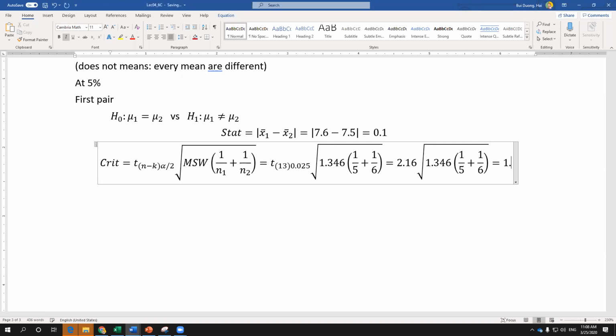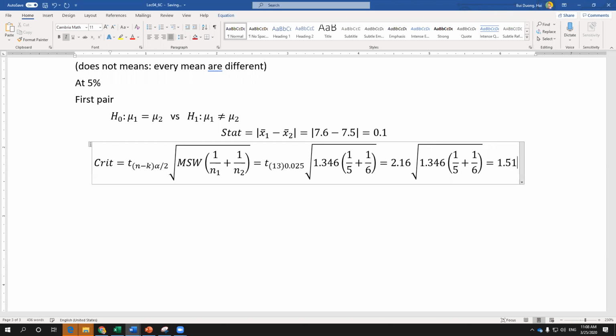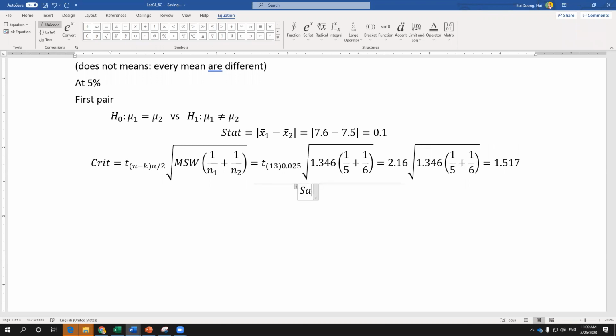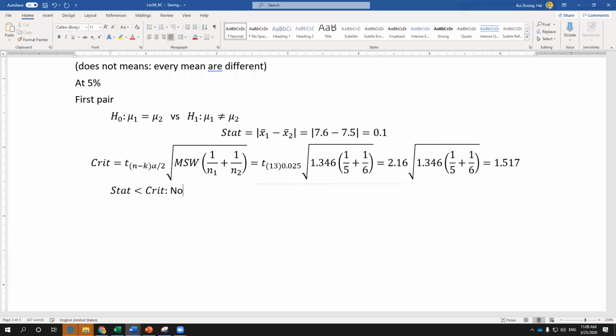1.517, more detailedly. Then you see the statistic greater than critical. Sorry, smaller. I'm wrong. Smaller. Not reject H0. So the means of group 1 and 2 are equal.